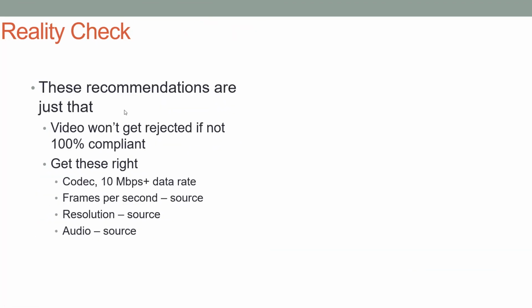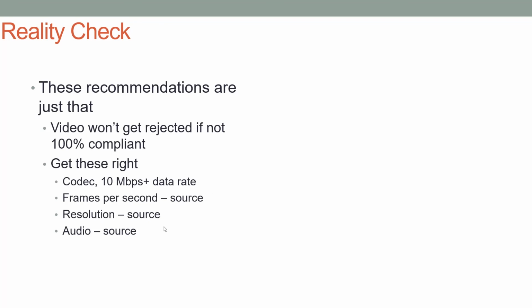And as a reality check, these recommendations are just that, they're recommendations, and your video probably won't get rejected if they're not 100% compliant. So if you do encode at 50 megabits per second, Vimeo or YouTube or Brightcove isn't going to reject the video. Just make sure you get the codec right, and 10 megabits per second or a little bit higher should be sufficient.